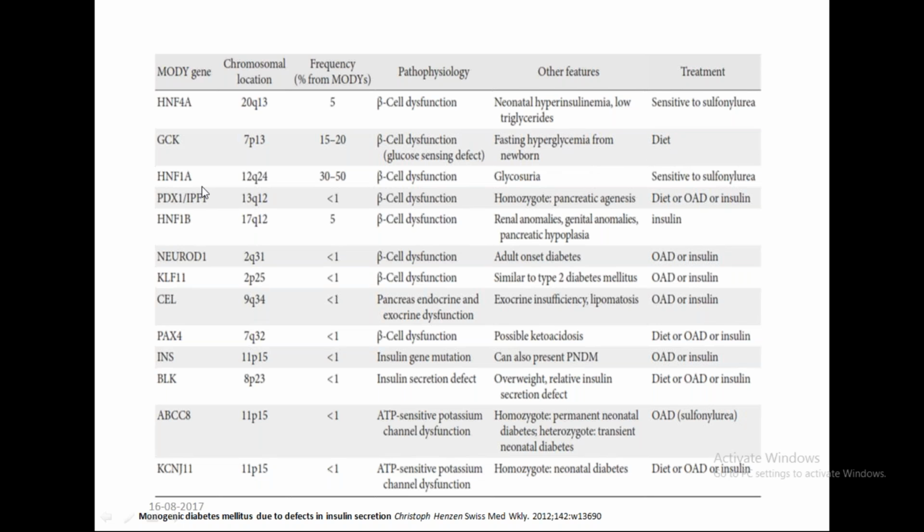Third one is HNF1 alpha. Here it is also sensitive to sulfonylurea. Fourth one is IPF1. Here it is diet or oral anti-diabetic medication or insulin. You can start. The fifth one is HNF1 beta. Here the renal anomalies, genital abnormalities, pancreatic hyperplasia can occur. Here you need to give them insulin. They are not responsive to sulfonylureas.